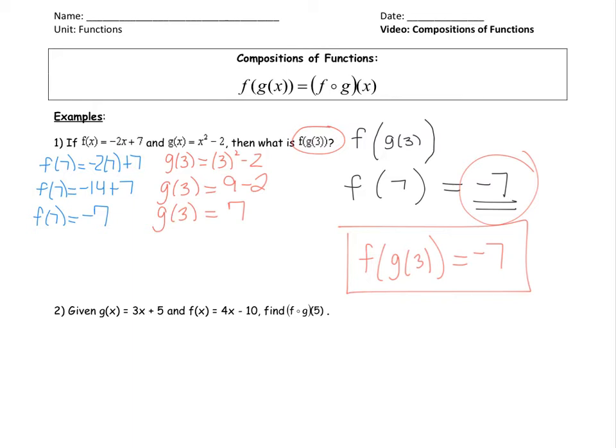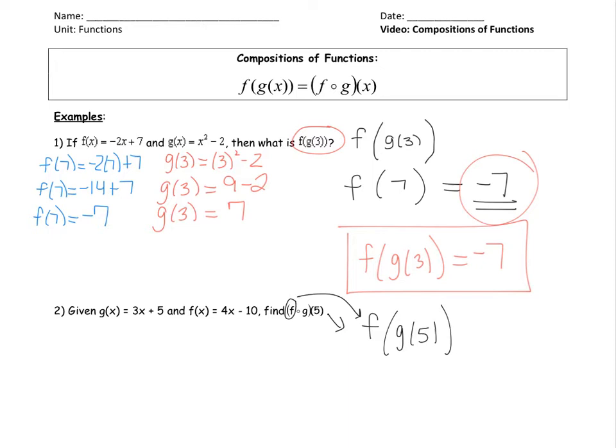Okay, let's look at example number 2. They give you two functions, g of x and f of x, and now they want you to write or find f of g of 5. This little circle here is "of", so f of g of 5. So here's the definition: f of g of x is the same thing as saying f with g of x on the inside. So basically, you're just going to rewrite this as f of g of 5. So basically, whatever is out here is what's going to go outside of the parentheses here.